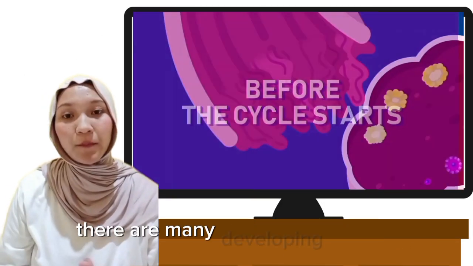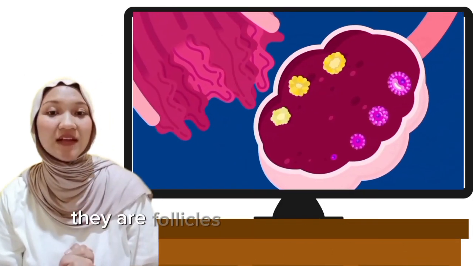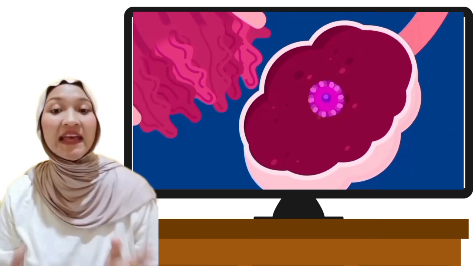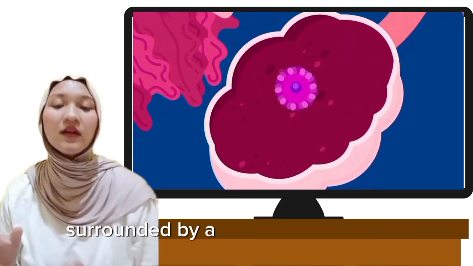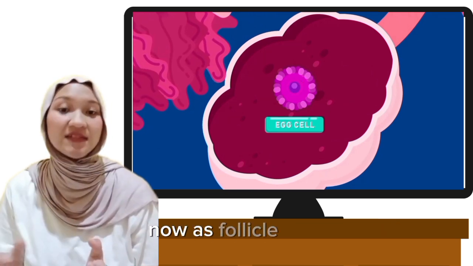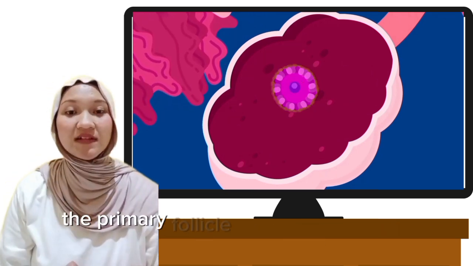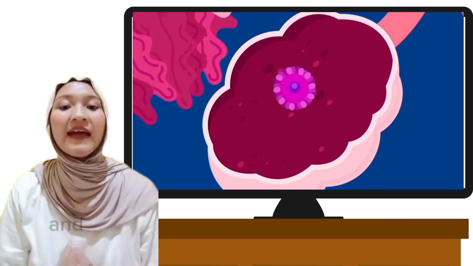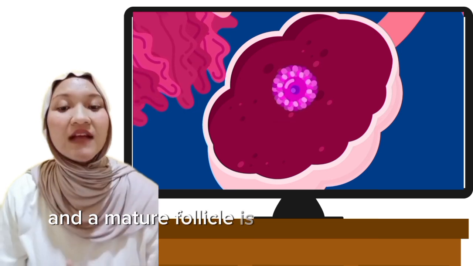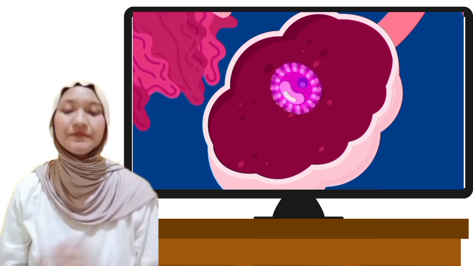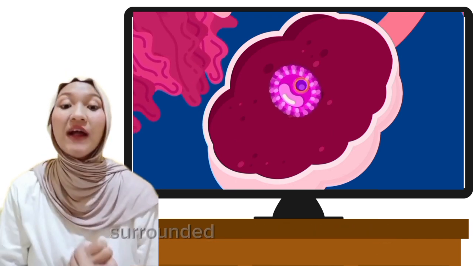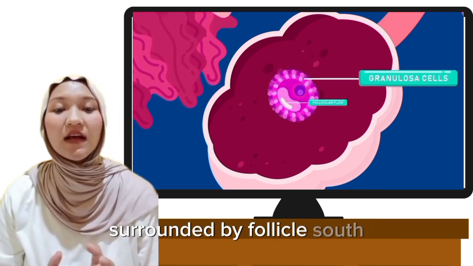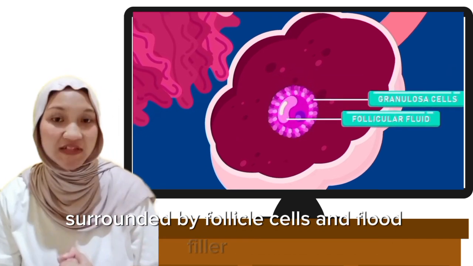Before the cycle starts inside the ovary, there are many developing follicles. The young follicles are called primary follicles. Each primary follicle consists of a potential egg cell surrounded by a layer of smaller cells known as follicle cells. The primary follicle may grow to maturity, and a mature follicle is known as a Graafian follicle. The Graafian follicle contains an egg surrounded by follicle cells and a fluid-filled space.